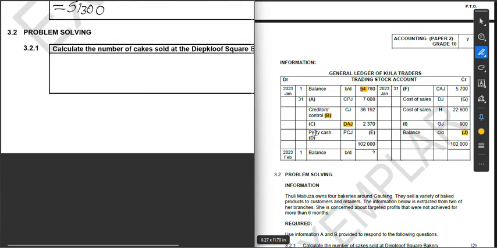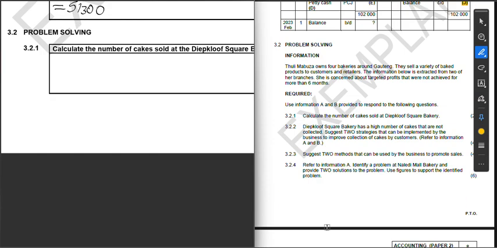Before we go to 3.1, let us look at the information which is related to 3.1. Okay, I mean 3.2, not 3.1. 3.1 we're done with. Now it says here that Thuli Mabuza owns 4 bakeries around Gauteng. They sell a variety of cake products to customers and retailers. The information below is extracted from 2 of her branches. She is concerned about targeted profits that were not achieved for more than 6 months.